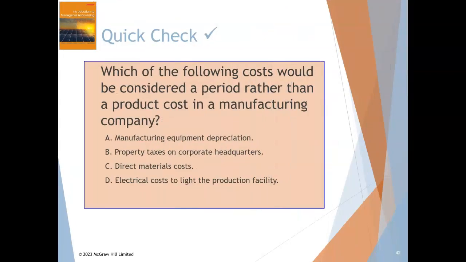Quick check. Which of the following costs would be considered a period rather than a product cost in a manufacturing company? A. Manufacturing equipment depreciation. B. Property taxes on corporate headquarters. C. Direct materials costs. Or D. Electrical costs to light the production facility.